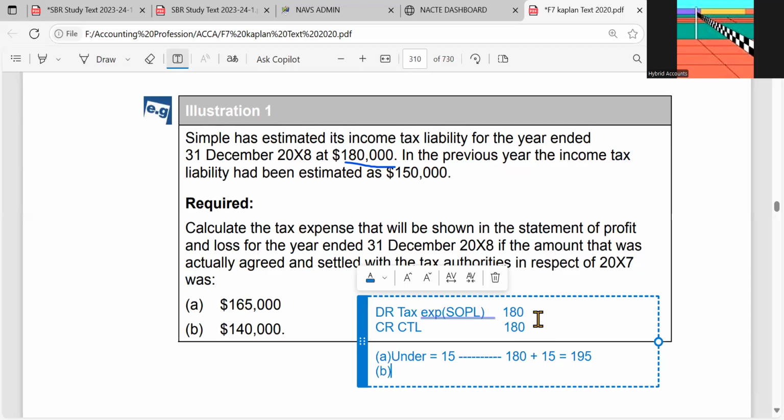While for part B here, we expected to pay 150, but we ended up paying less, which is 140. So I have over provided. We have an over provision here, which is 150 minus 140, which is 10, and so it is deducted here. So we say 180 minus 10 gives us 170, just like that.